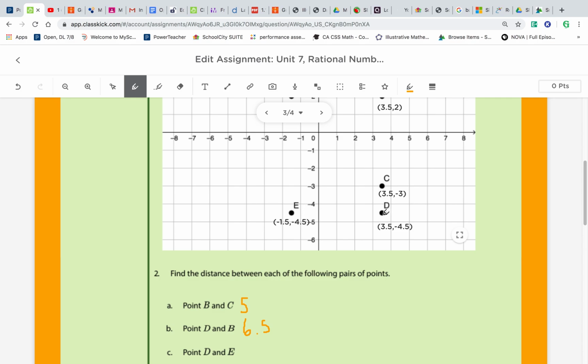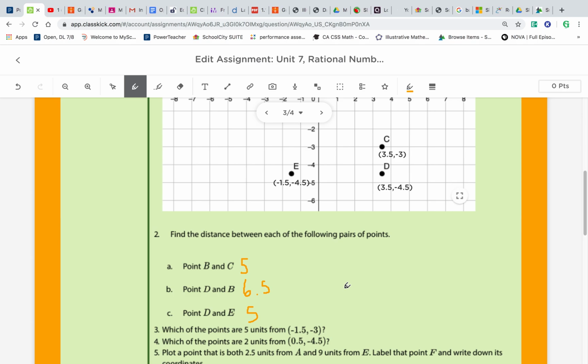So if we start again here, 1, 2, 3, 4, 5. Okay, makes it a little bit easier when they're both halfway in between. You just keep it halfway all the way through, and then you can see we got our distance.